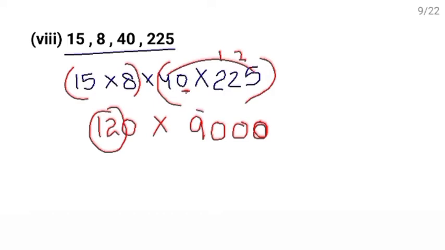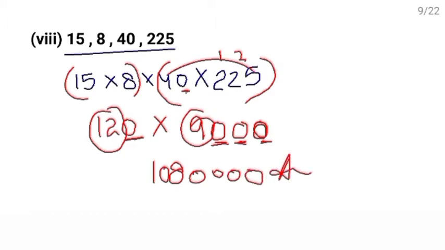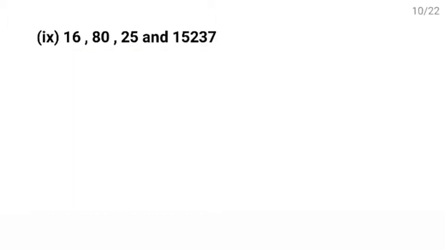Now 12 9s are 108 and how many zeros were there? 1, 2, 3, 4. So put 4 zeros. This is your answer. Next, multiply these 4 numbers.